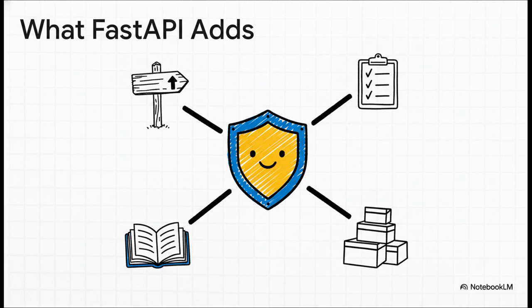But wait, there is more. On top of that, FastAPI handles a ton of the boring, tedious stuff for you, totally automatically. It checks incoming data to make sure it's valid. It generates this awesome interactive API documentation so other developers know how to use your code. And it just gives you a really clean, standard way to manage all those web requests and responses.